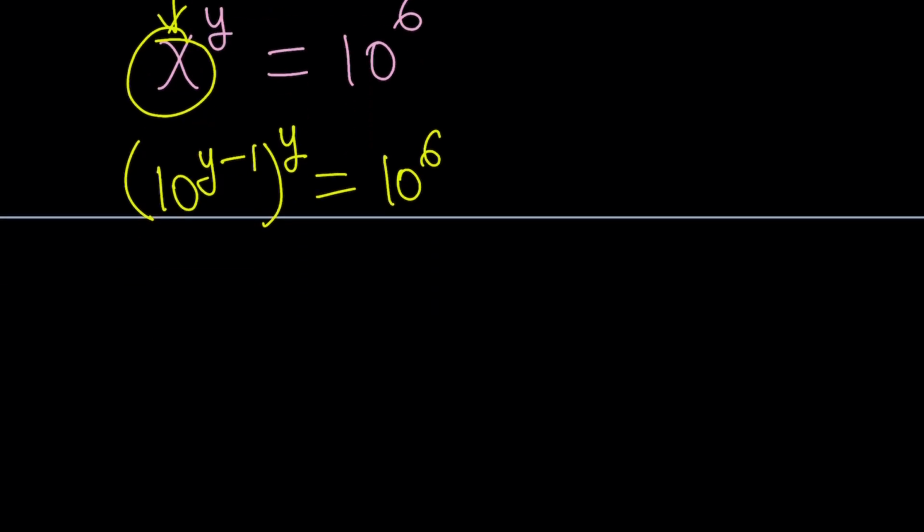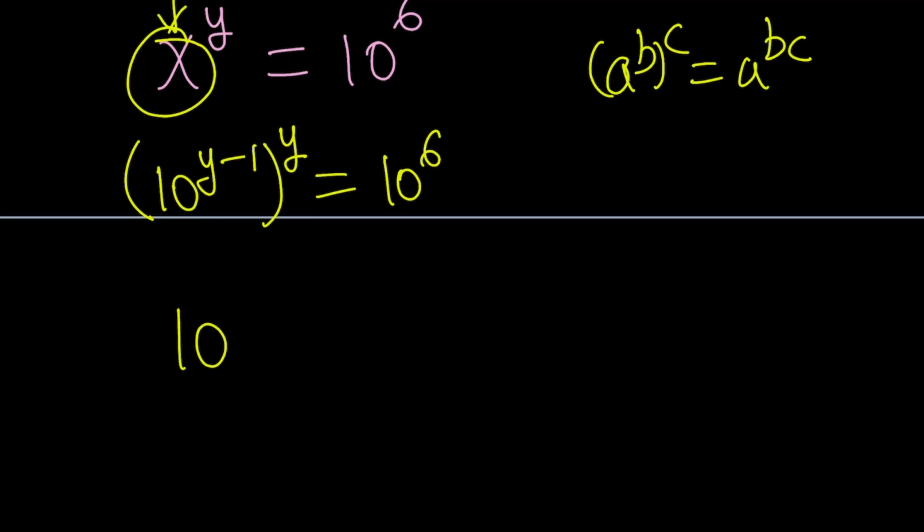Okay, let's see what we can do. I think we talked about this in the previous video, which was 2 hours ago, and it said if you have a to the b to the c, then it's a to the bc. So you multiply the exponents. That's the power of a power property. So now we're going to multiply y times y minus 1. Make sense? Let's leave it at that for now. You can also distribute if you want. I probably will eventually. And the right-hand side is 10 to the power 6.